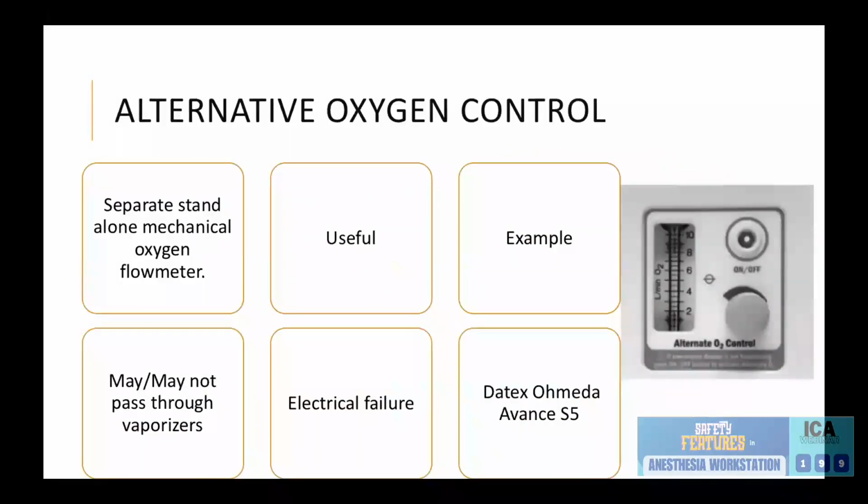We have talked about oxygen control. Beware, it may or may not work through the vaporizer. So if you're using oxygen control in cases of electrical failure, and it is not going through the vaporizer, the patient may have awareness. Then you have to use TIVA. So be aware of what you have in your machine.